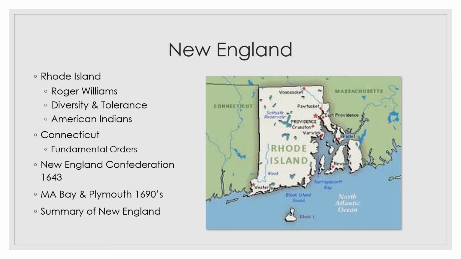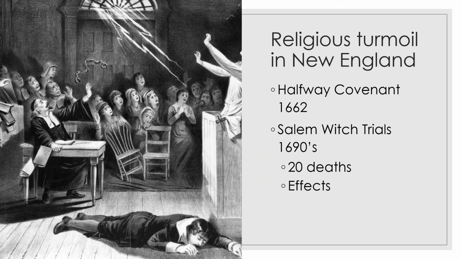For their economy, we want to remember that they have some family farms, but they have a thriving mixed economy. So there is some agriculture, but also a lot of commerce. Okay, so you want to feel really comfortable with being able to compare and contrast New England with the Chesapeake.